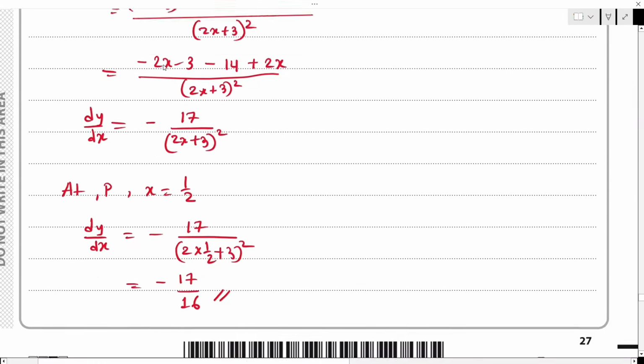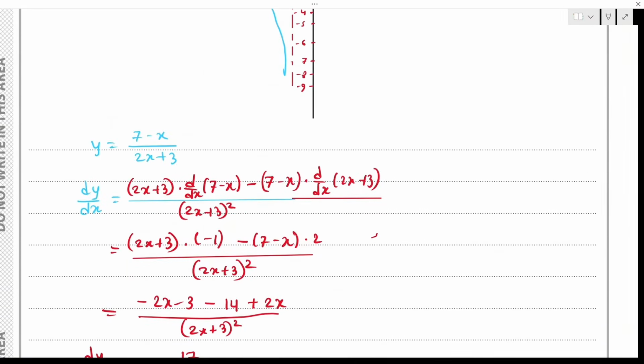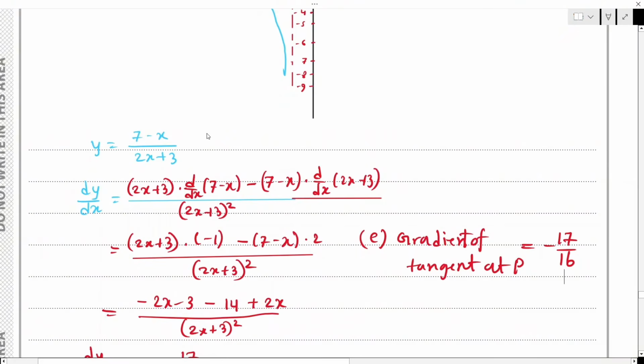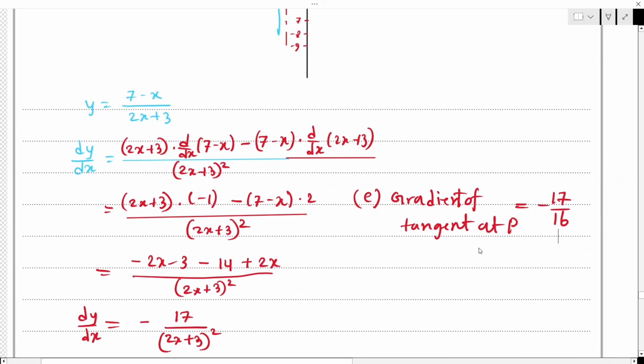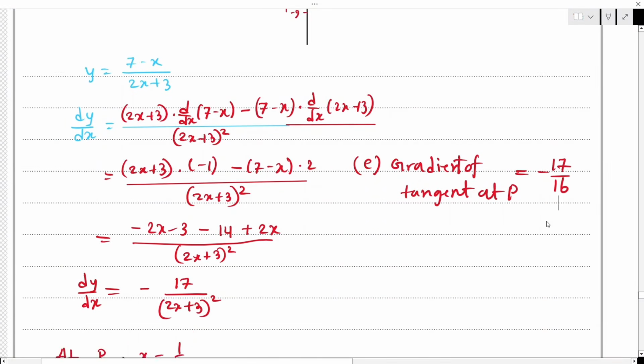So for part E, I can write that the gradient of tangent at P is equal to minus 17 by 16. Again, the reason for this is that the gradient of the tangent at point P is equal to the gradient of the tangent at point A. As they're parallel, their gradients will be equal. And as the gradient at point A is minus 17 by 16, the gradient of our tangent at point P will also have minus 17 by 16 as its gradient.